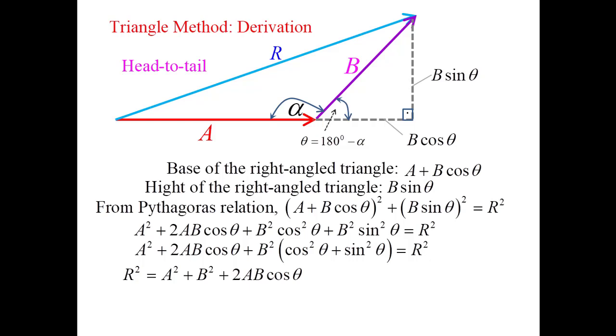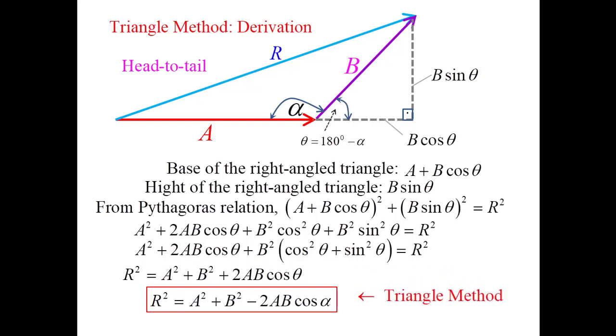If you wanted to express it in terms of alpha rather than theta, we simply substitute theta by 180 degrees minus alpha to get r squared is a squared plus b squared minus 2ab times cosine of alpha. Have a look at the difference between these two formulas, the case where we use this angle theta and the other time angle alpha.